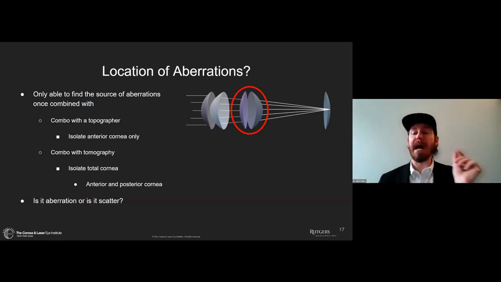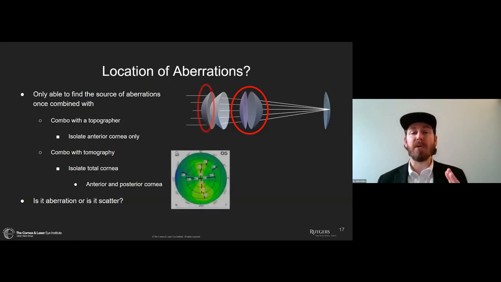Well, if we combine a wavefront aberrometer with a topographer or corneal tomographer, we're able to differentiate the source, but it all has to be combined in the same device. What we can see is that if we use a traditional Placido ring topographer, we're only able to measure the anterior surface of the cornea.